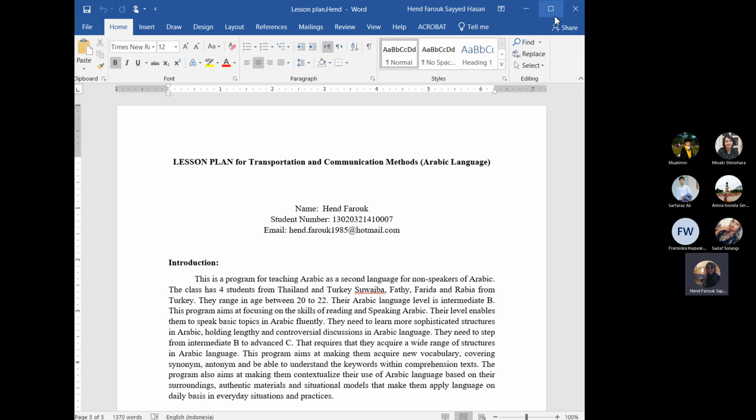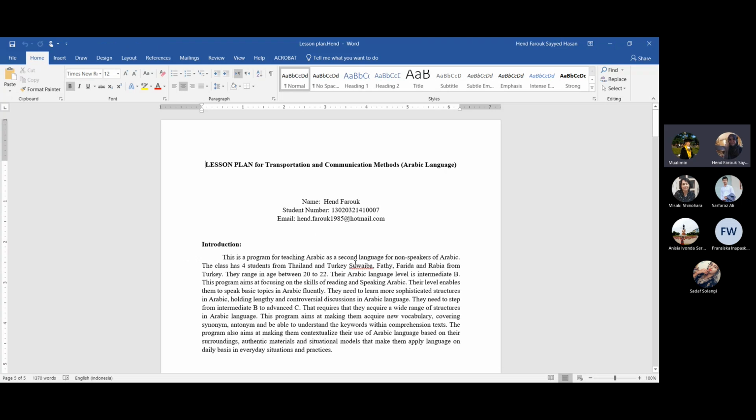Can you see my screen? Sorry about that. Okay. Can you make it bigger? I mean, in terms of the screen. Now it's bigger, right?